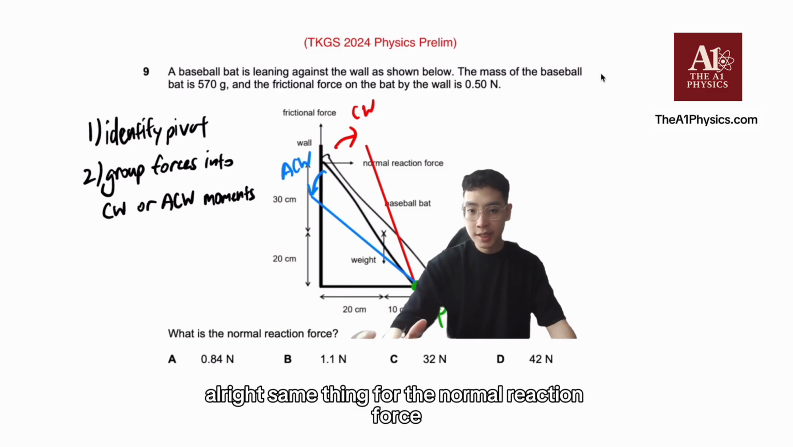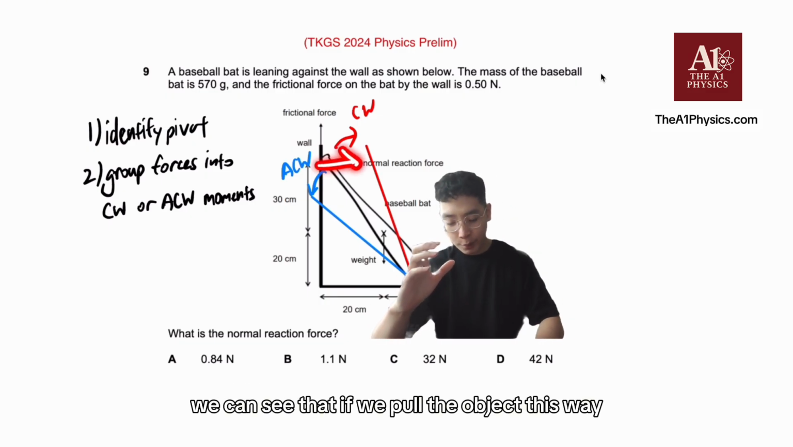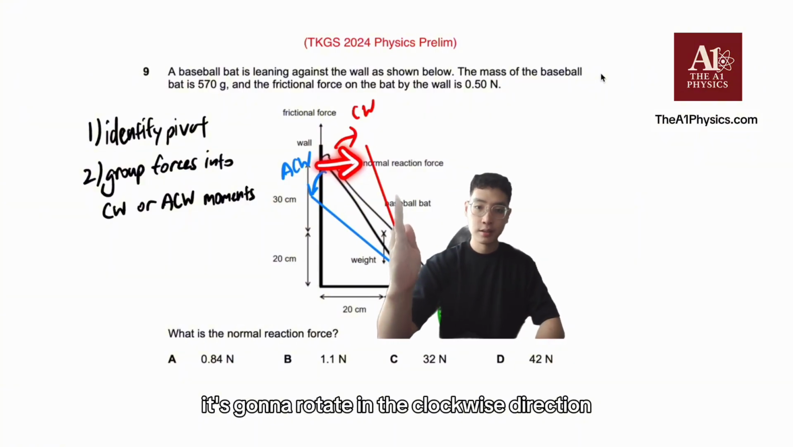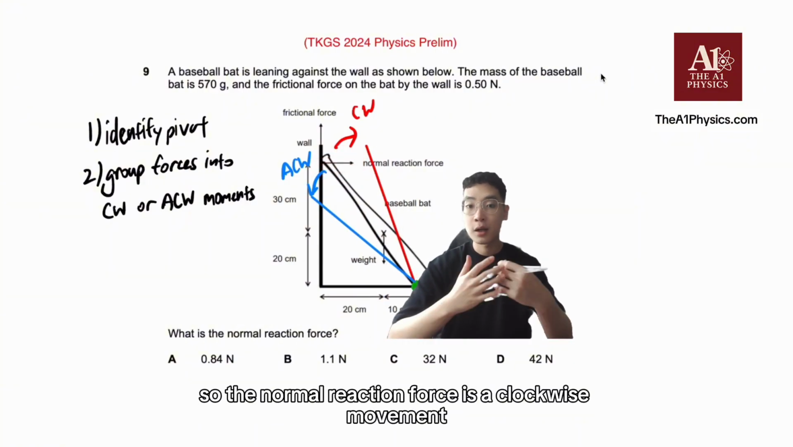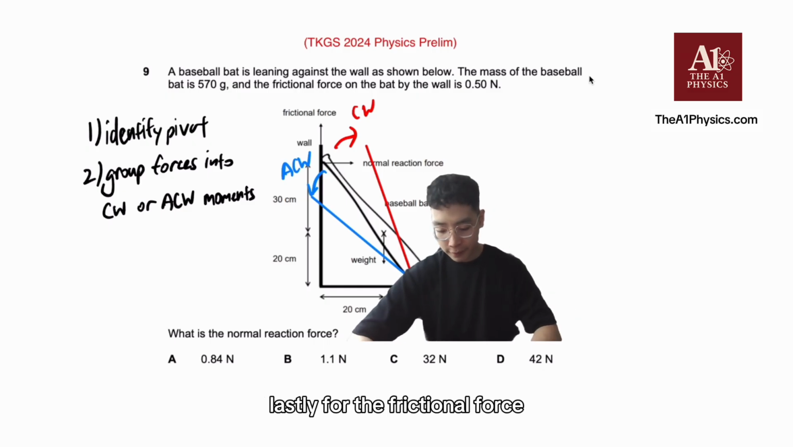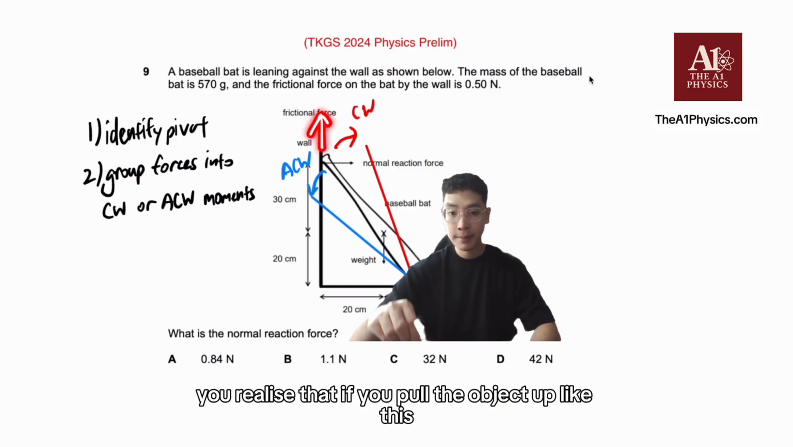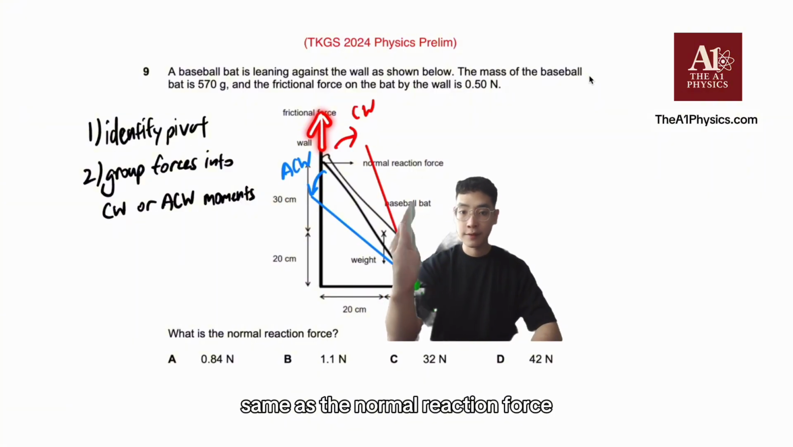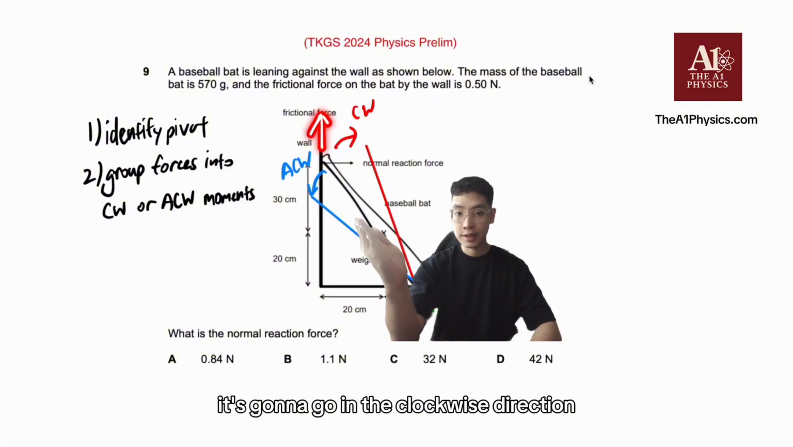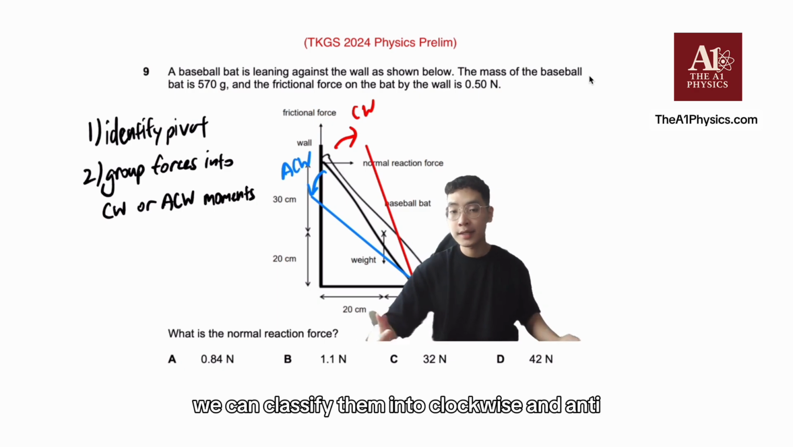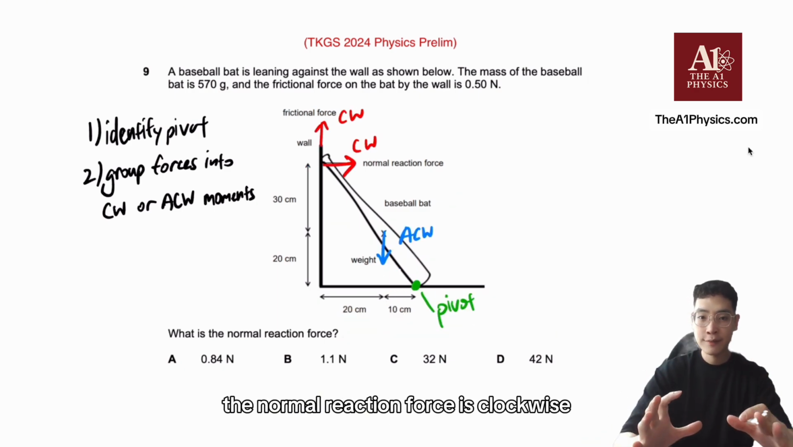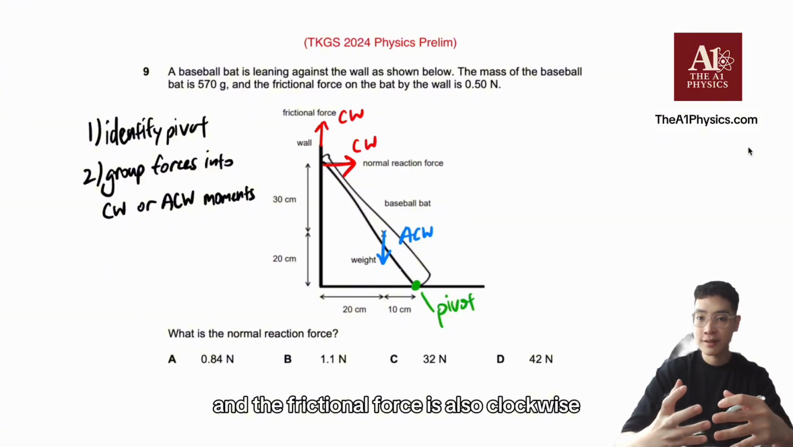Same thing for the normal reaction force. We can see that if we pull the object this way, the object is going to rotate in this way. It's going to rotate in the clockwise direction. So the normal reaction force is a clockwise moment. Lastly, for the frictional force, you realize that if you pull the object up like this, it is going to rotate this way. Same as the normal reaction force. It's going to go in the clockwise direction. So now we can classify them into clockwise and anti-clockwise moments. So the weight is anti-clockwise, the normal reaction force is clockwise, and the frictional force is also clockwise.